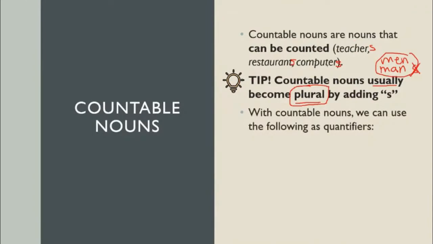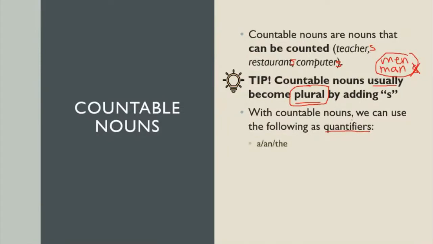With countable nouns and uncountable nouns, there are some words we can use with countable nouns and some that we can only use with uncountable nouns. For example, as we saw on the last slide, I cannot use a number with an uncountable noun. I cannot say I have 10 rain, right? I can't use numbers. So there are different quantifiers, or words that describe how much of something, that I can use with countable nouns versus uncountable nouns.